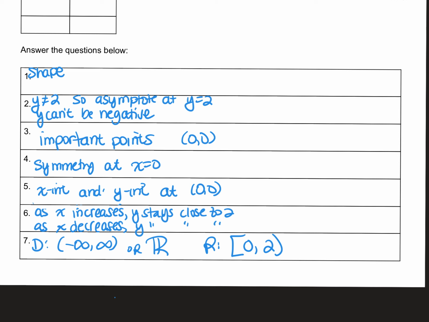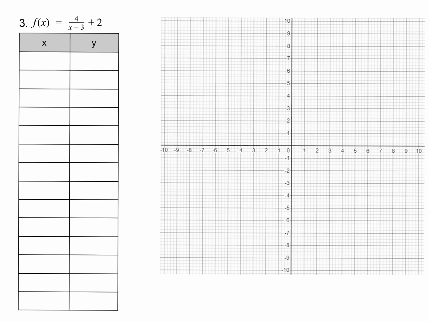All right, last one. Once again, we have a function 4 over x minus 3, plus 2. If you're not sure where to start, go ahead and start with our standard numbers here: -2, -1, 0, 1, and 2. If you haven't already done so, go ahead and do those 4 or 5 values, and come back when you're done.